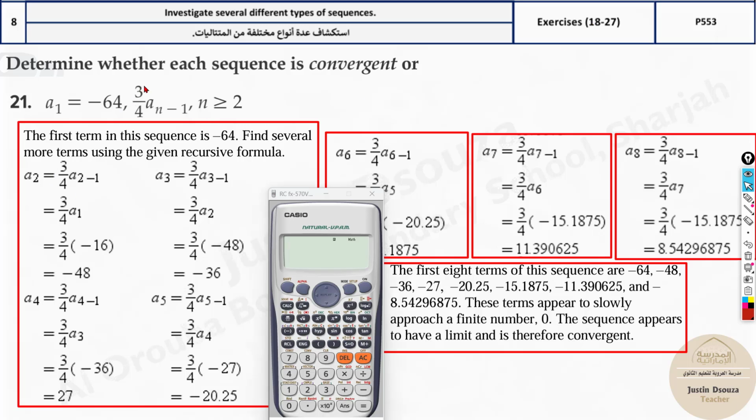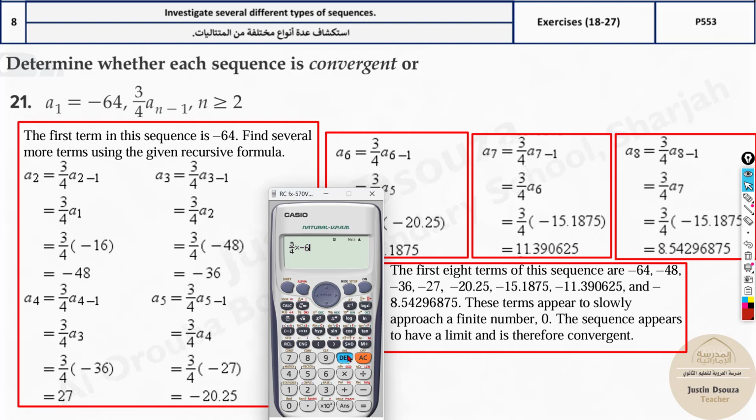Now, whether it is an explicit or implicit formula, you can do it directly in the calculator. You might be thinking, oh, I have to keep changing one value, right? No, you don't need to do that. As long as you follow this method: 3 by 4, into the previous term. What is the previous term? Minus 64. Okay, that's the first answer, negative 48. This much you ought to do.